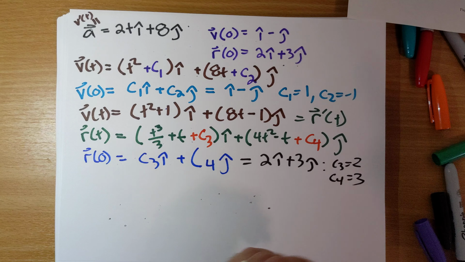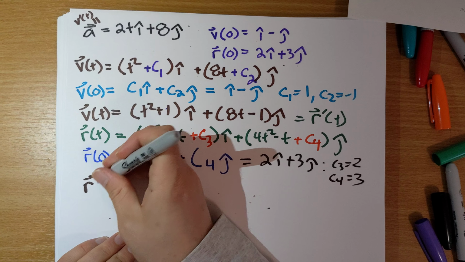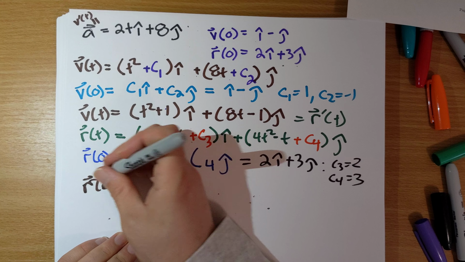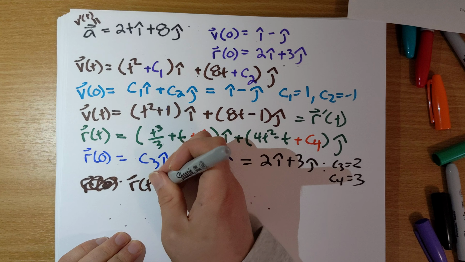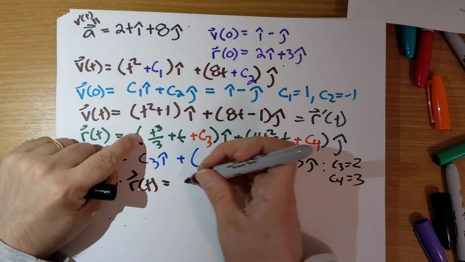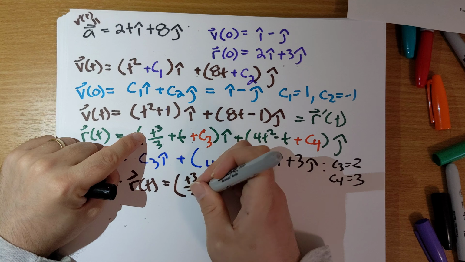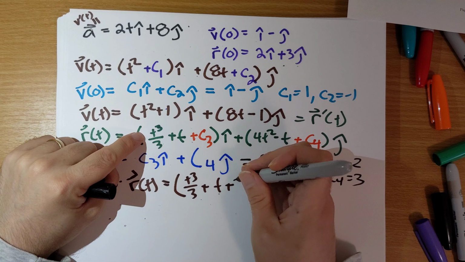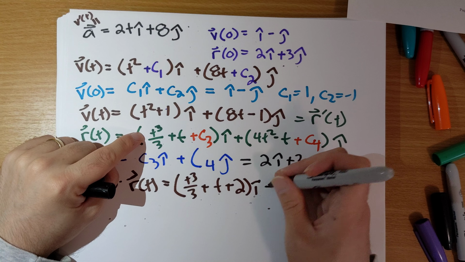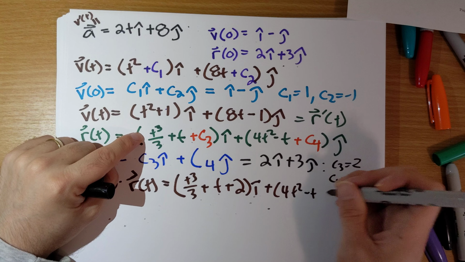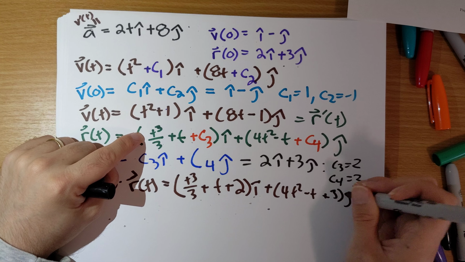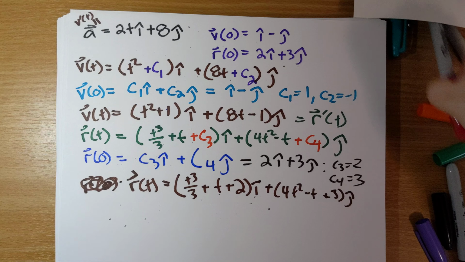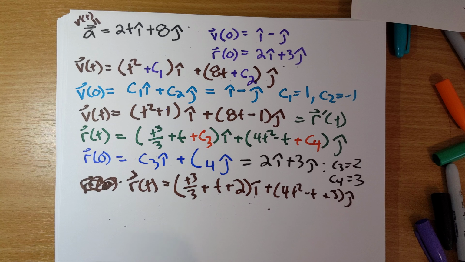So this makes our r of t equal to t cubed over 3 plus t plus 2 times i hat plus 4t squared minus t plus 3 j hat. So that is part A here. A couple integrations, initial value problem.